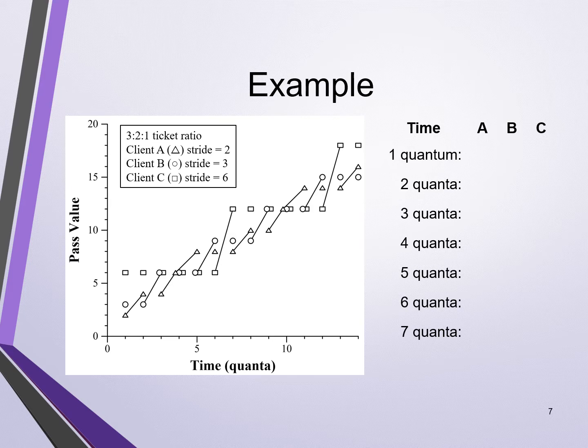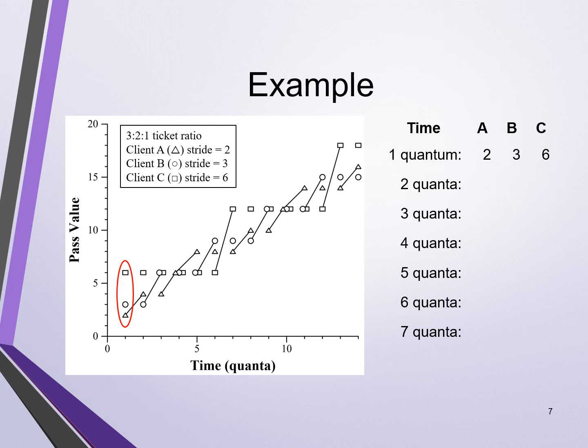This is Waldspurger's stride scheduling example from his paper. Client A is represented by a triangle, B a circle, and C a square. They have a 3 to 2 to 1 ticket ratio. In this example, stride sub 1 will equal 6. Although that's not a large integer, it is a multiple of the greatest common factor of 3, 2, and 1, and therefore it'll result in integer strides of 2, 3, and 6. For each quantum, the client with the minimum pass value is selected and its pass is advanced by its stride.